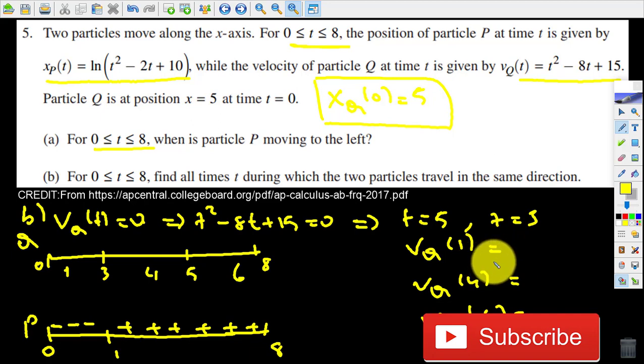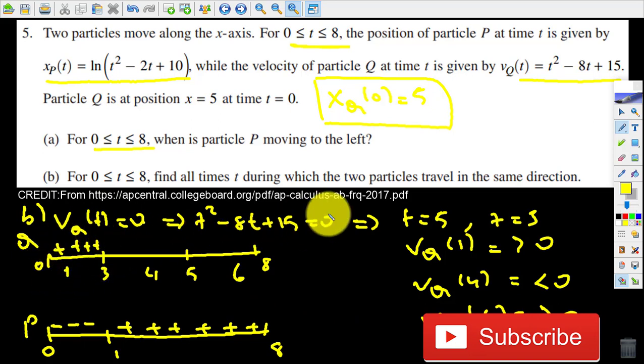So what I came up with is, VQ of 1 is bigger than 0, VQ of 4 is less than 0, and VQ of 6 is bigger than 0. Which means between 0 and 3 it's positive, between 3 and 5 it's going to be negative, and between 5 and 8 it's going to be positive again.